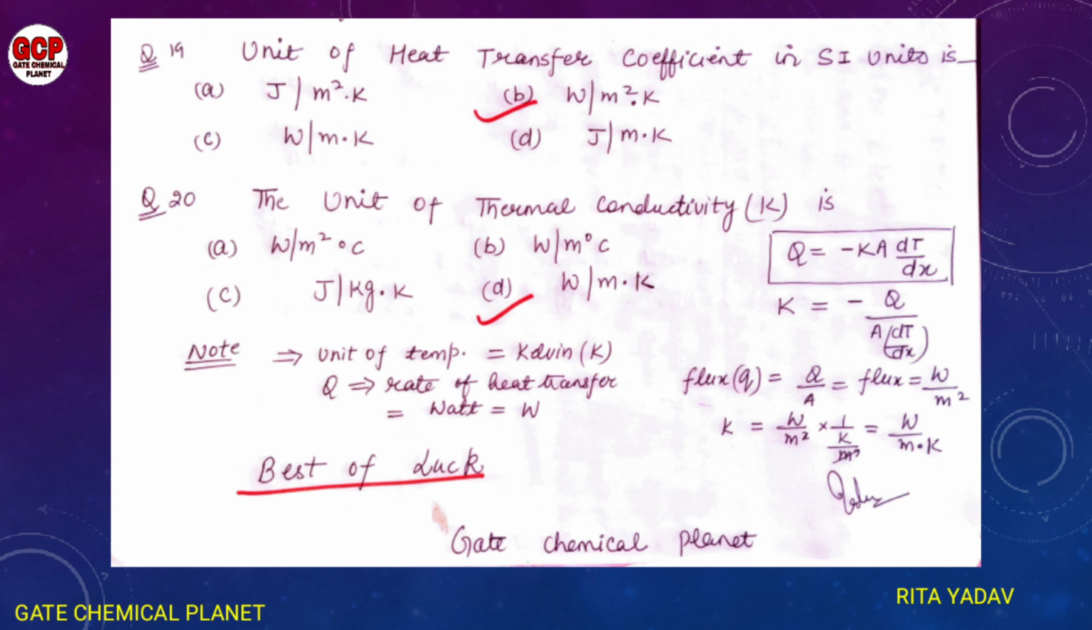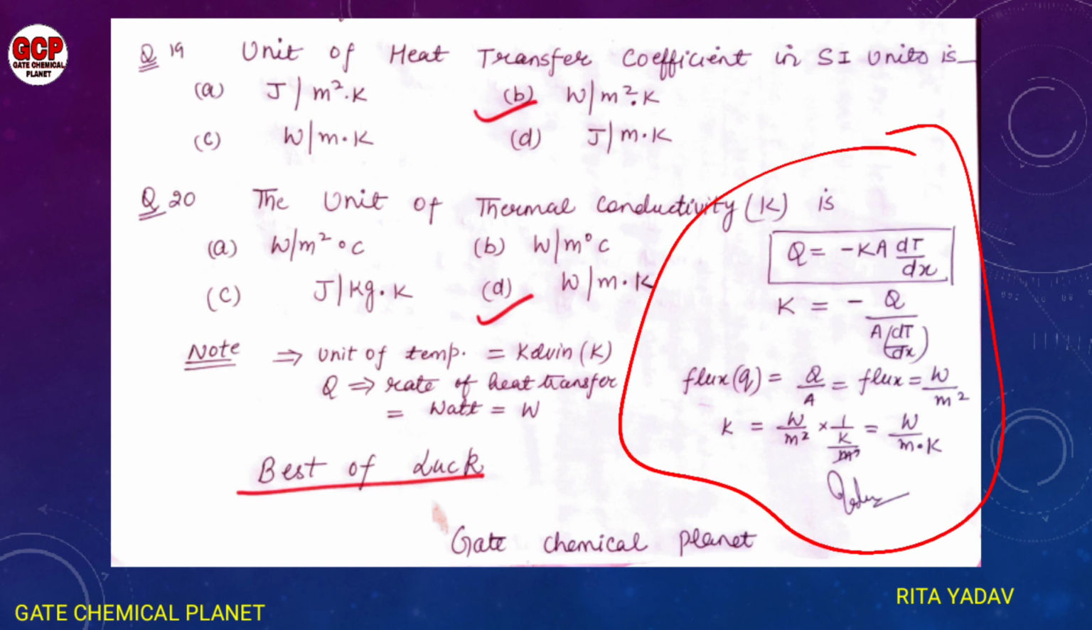The next question is the unit of thermal conductivity. The unit of thermal conductivity is watt per meter Kelvin. Here I will discuss it in more detail. Q equals minus K A dT by dx. This is Fourier's law of heat transfer. From here we can calculate the value of thermal conductivity, so we can write thermal conductivity in this manner.